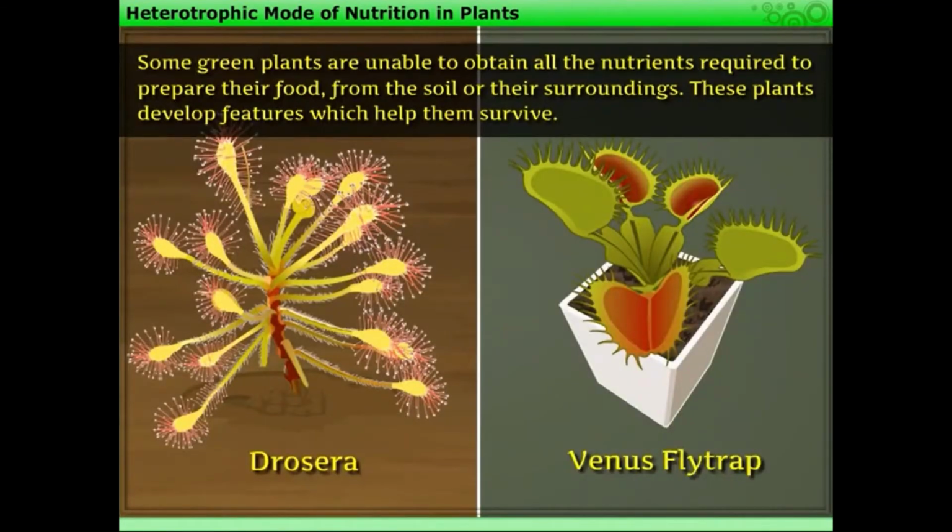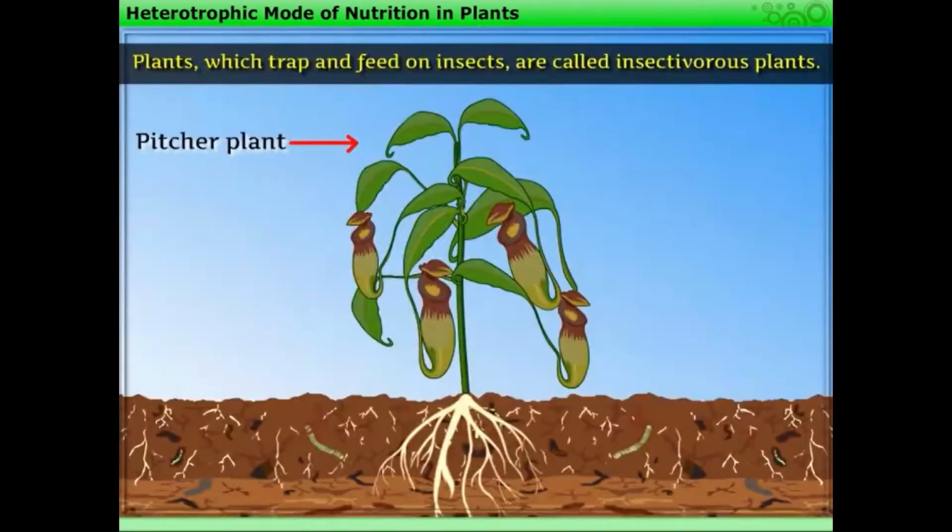Some green plants like Drosera and Venus flytrap are unable to obtain all the nutrients required to prepare their food from the soil or their surroundings. In such cases, these plants develop features which help them survive. They can trap insects and digest them. Plants which trap and feed on insects are called insectivorous plants. For example, the pitcher plant. Let us study the parts of this plant.